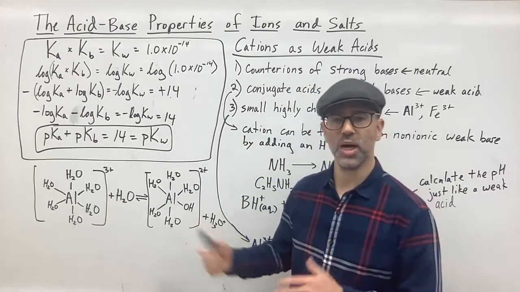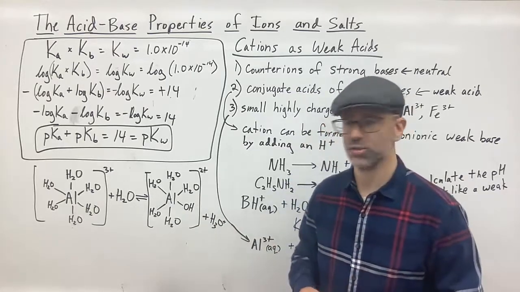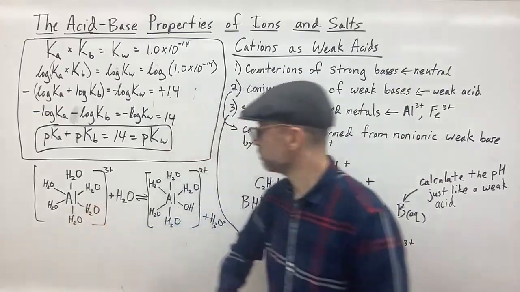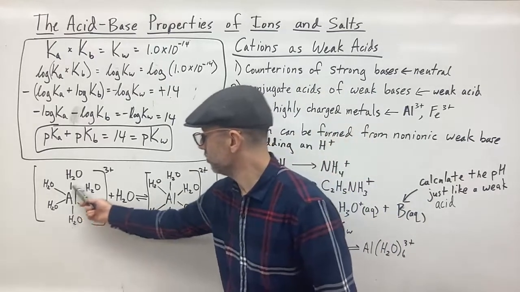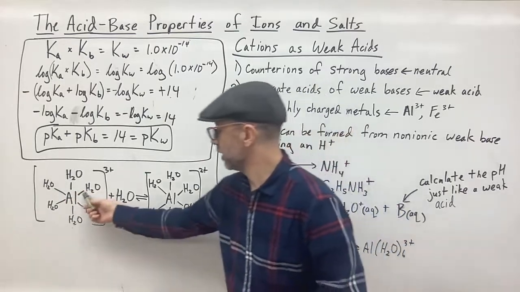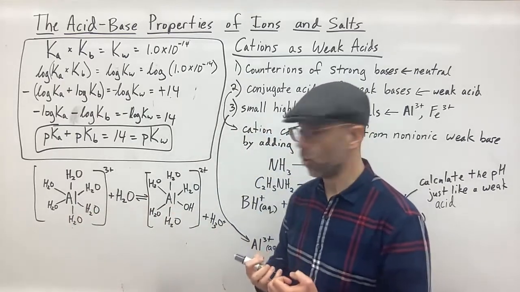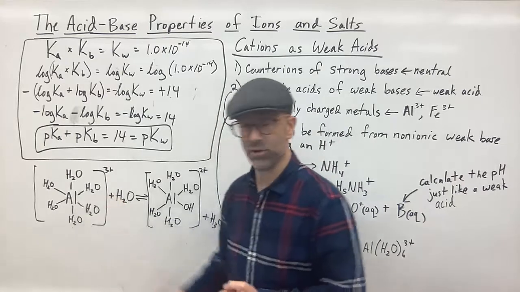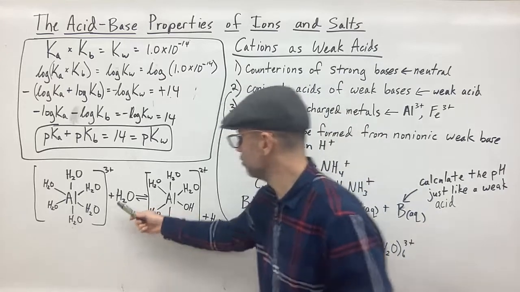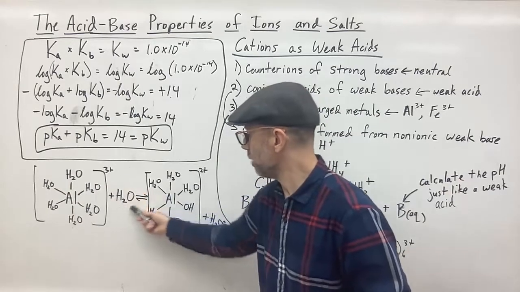So why does this become acidic? Why does this lower the pH or raise the H plus concentration? Well, because this is a highly charged small atom, this is going to make these water molecules more acidic. So basically the highly positive charge is going to attract those electrons from the water. And so then the water molecules are going to hold on less tightly to those hydrogens. And so then the hydrogen from one of the waters is going to add to a water molecule in solution.